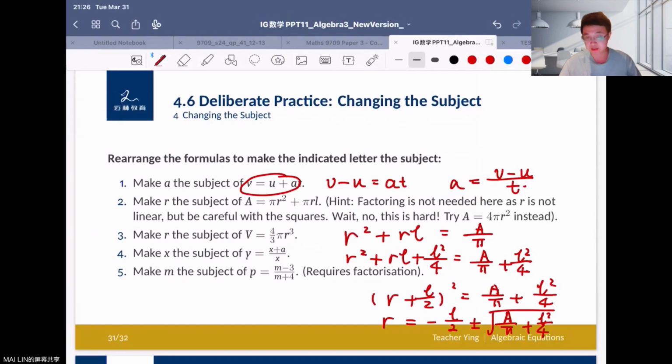Okay, that is for the second equation. And also if you're very familiar with the formula, you can also use the quadratic formula: negative b plus or minus the square root of b squared minus 4ac, over 2a. You can also use that equation.